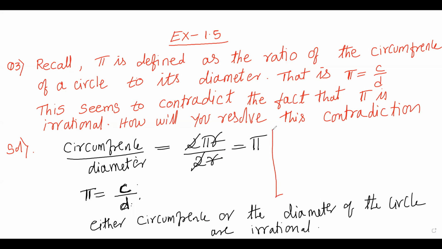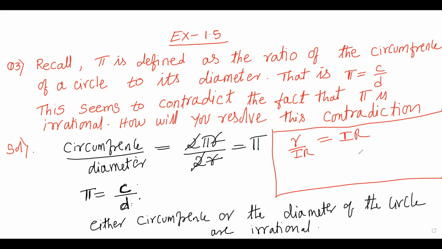We know that rational by irrational, we always get irrational. Got it? Or irrational by rational also, always irrational. Ratio of irrational and rational is irrational. So since circumference or diameter, either one is irrational, pi is also irrational.